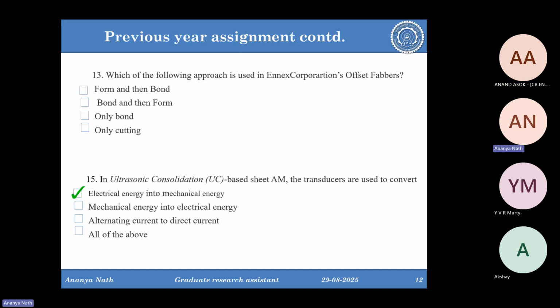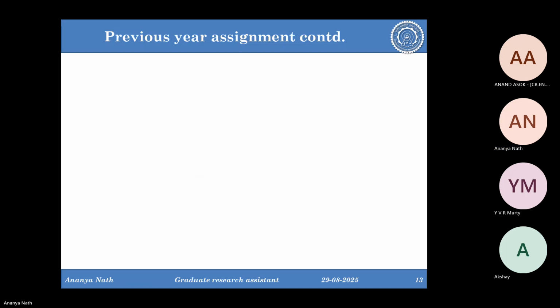Which of the following approaches is used in this Fabrisonic? Bond and then form. It's the normal sheet lamination process that we were discussing.